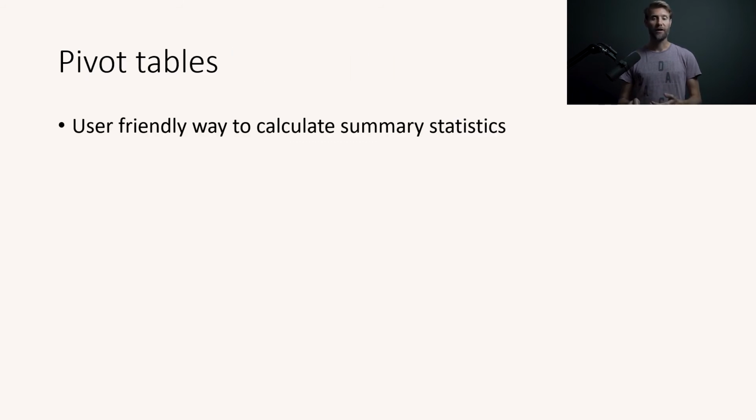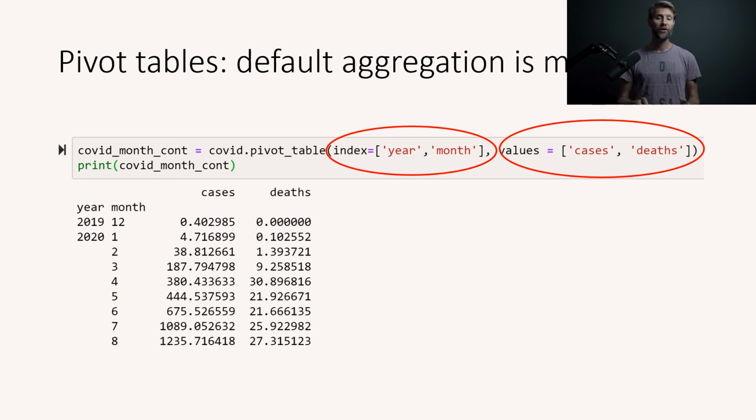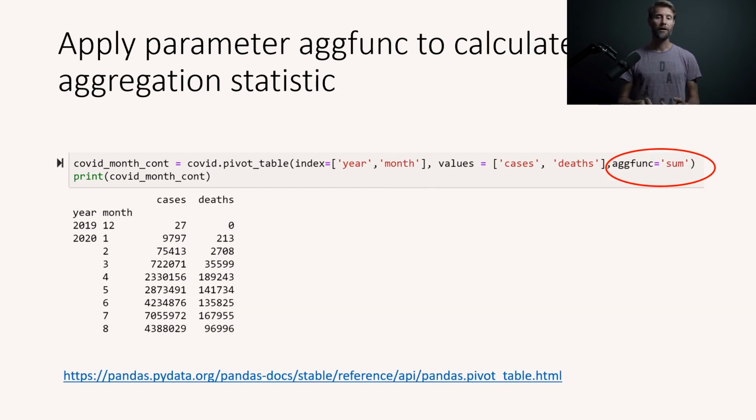Similar to what you might know from Excel, it is also possible to create pivot tables in Pandas. Let's find out how to do this. In this example, we are using the pivot_table function to determine the number of cases and deaths per month. We are applying the index parameter to choose the row labels and the values parameter to set the column labels. The default setting of a pivot table is to calculate the mean values. To change from calculating the mean to calculating the sum of the number of cases and deaths, we set the aggfunc parameter to sum. To find out how to apply other aggregation functions, refer to the Pandas documentation by clicking the link on this slide.